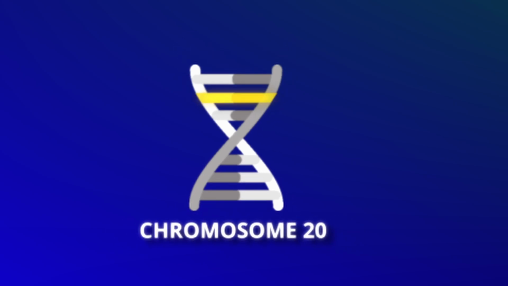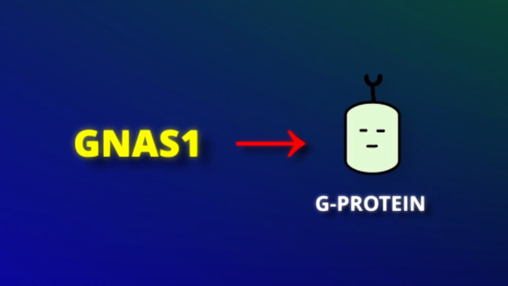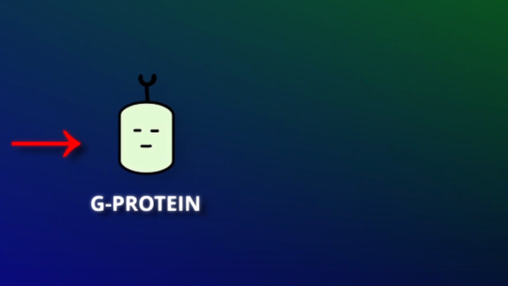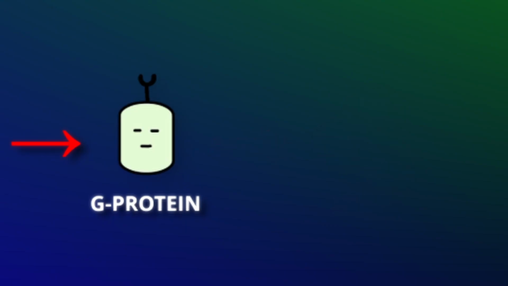This is chromosome number 20. Now, there's a gene called GNAS1 located in it. This gene is responsible for producing G protein. In a normal person, when G protein is activated by some hormone or growth factor, this G protein turns on like a switch and forms cyclic AMP. Once the activation is stopped, the G protein turns off and stops producing cyclic AMP.